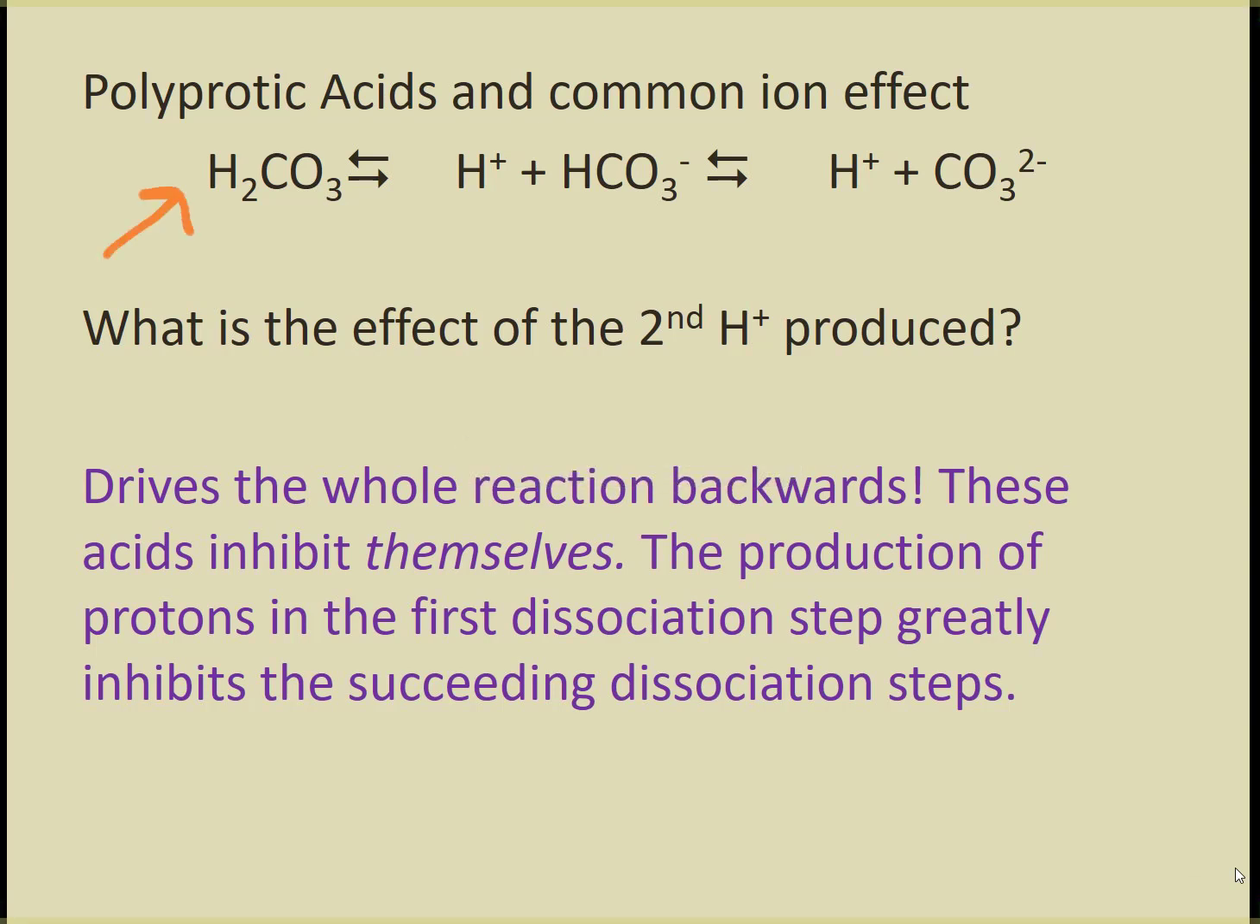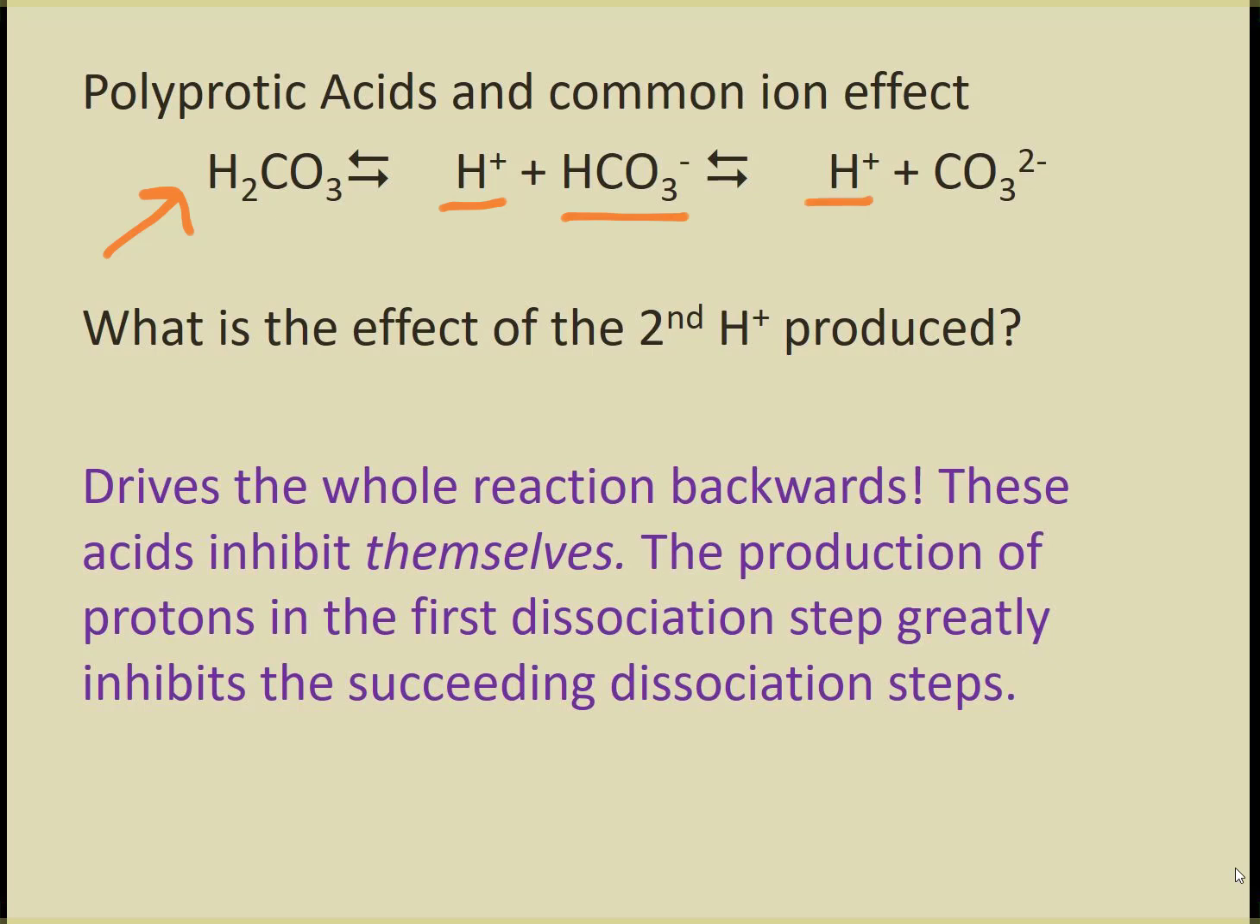So in carbonic acid, it's H2CO3. Remember, with acids, they lose their hydrogen ions one at a time. So first I'm going to dissociate the first hydrogen ion, and then I still have this species that has an additional hydrogen, and so it is going to give me a second one.